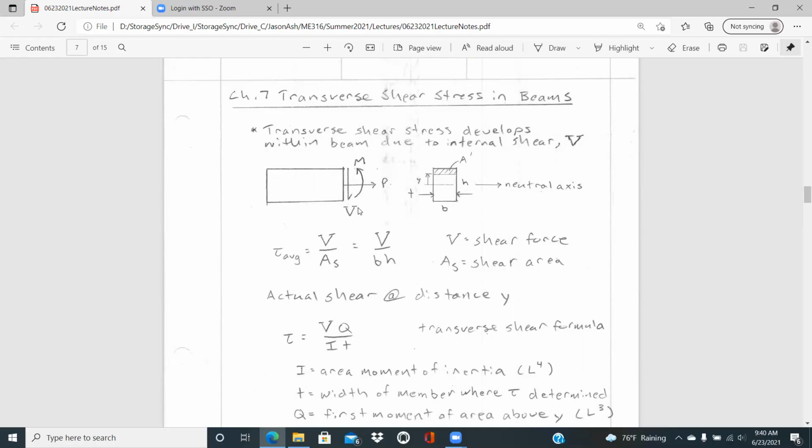And so when we look at deriving this, we are going to look at, again, the base and the height of, say, a rectangular section.